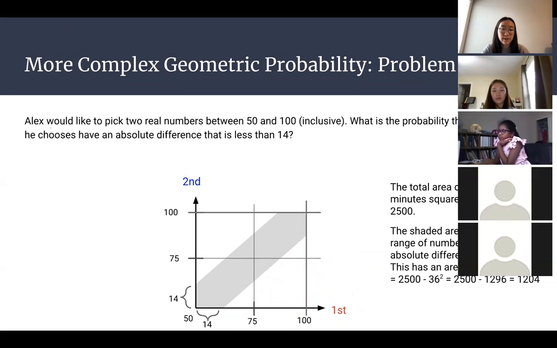And then we subtract that from the total area of the graph, and our answer is going to be 1,204 over the total area, which is 2,500. And if we simplify that, we're going to get our answer for the probability.